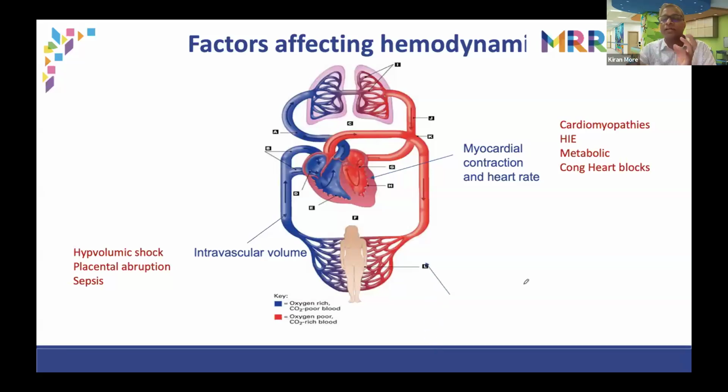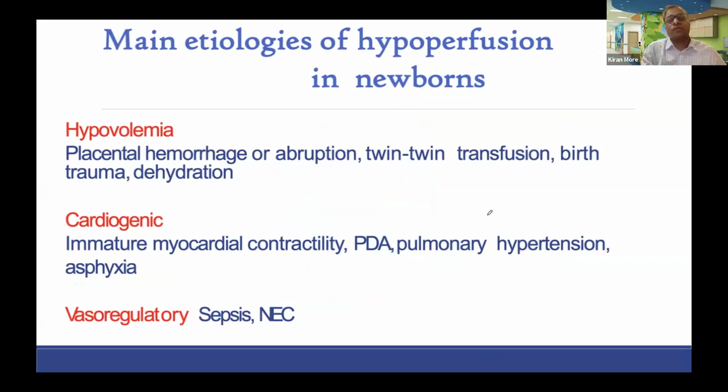And then the third thing is your vasoreactivity, which is your SVR and the blood pressure, which needs to be maintained. And it gets affected with sepsis, NEC, or any cause of systemic inflammatory response syndrome. So echo parameters are just to assess what is the volume, the preload, how is the heart function, contractility, and how is the blood pressure or the SVR. That's all we need to look at for the echo. So we know the etiologies of shock depending on whether the volume is less, the function is less, or the vasoreactivity is less.